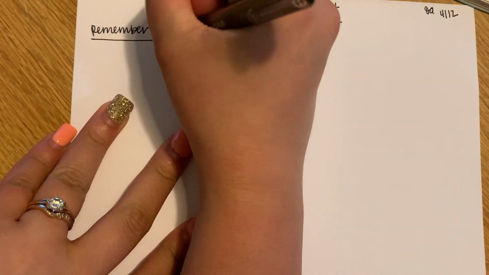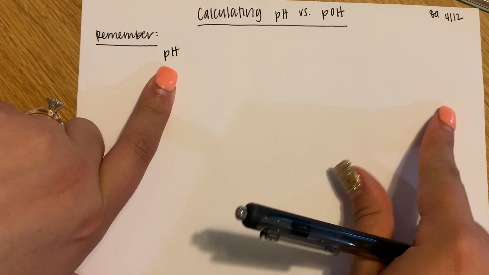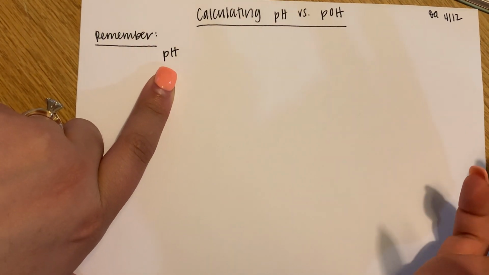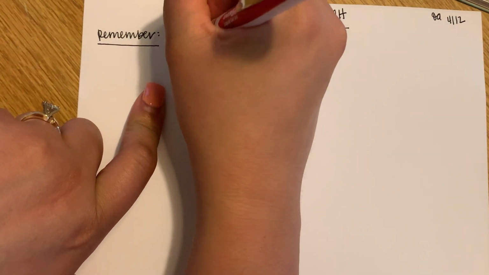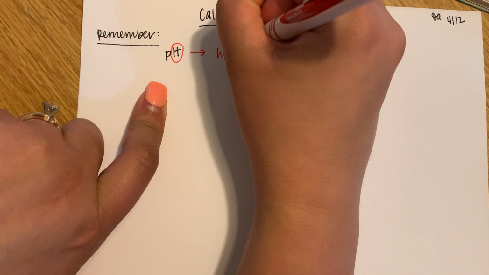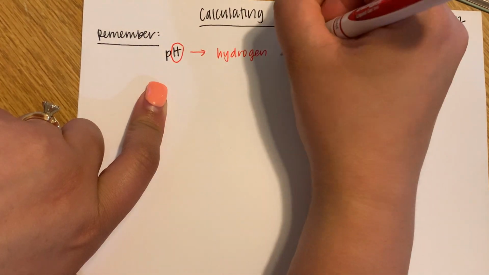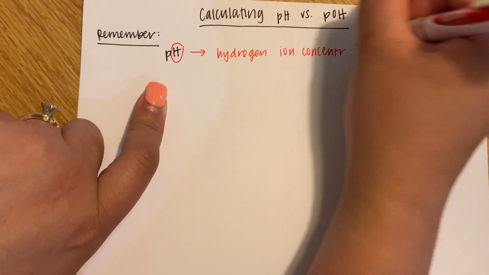First and foremost, pH. Fun fact, this P stands for potential. So it means literally the potential of hydrogen ion concentration. Notice pH here, and this is used to determine hydrogen ion concentration. Okay, that's what the pH scale tells us.